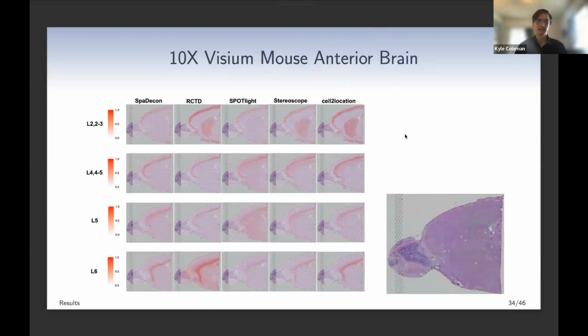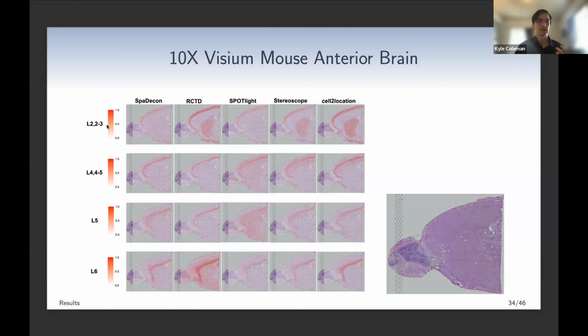All right, so that was it for the method section. Now I'll move on to some of the results we have from analyzing some real data sets. The first results I'm going to show are for a mouse anterior brain data set that was analyzed using the 10x Visium technology. When analyzing real data, it's a bit difficult because there's no ground truth. So we have to go off of known biological facts about a data set when interpreting the results.